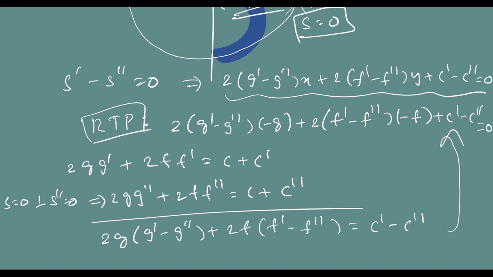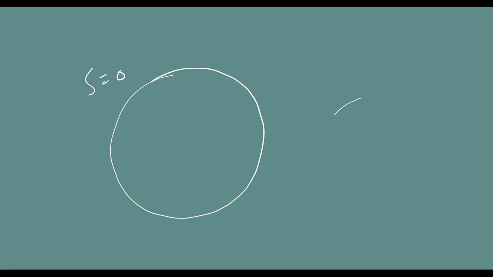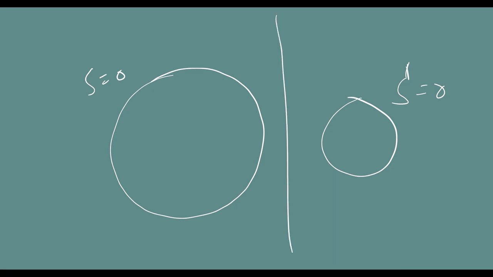Hence proved. One more interesting point to observe is, suppose I have two circles S = 0 and S' = 0, non-concentric circles, so I can talk about radical axis of the two circles. Suppose that is the radical axis of two circles. We know that it is perpendicular to line joining the centers.